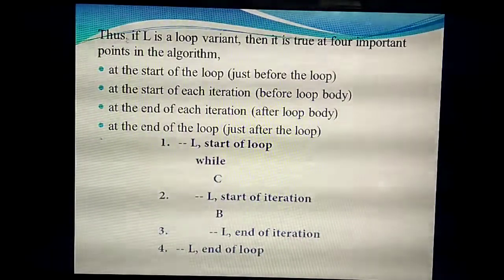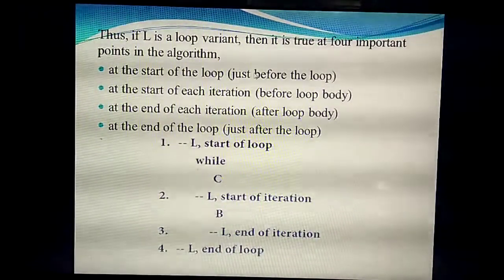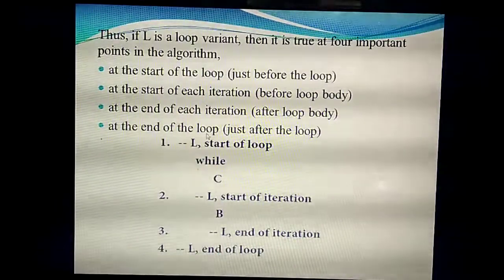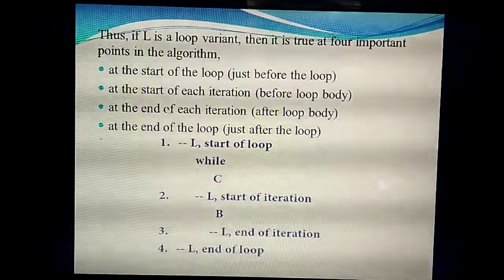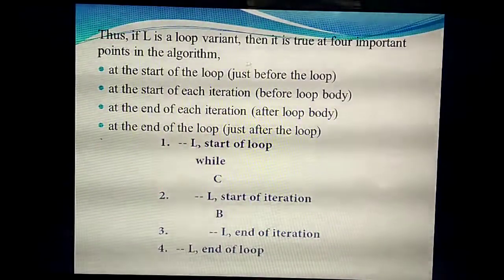When the loop is invariant, we denote the loop with the letter L. When does it become true? At the starting of the loop, just before the loop. Then before the loop body, before each iteration. Start of the loop, then each iteration, then end of each iteration, end of the loop. These 4 are very, very important questions. When does the loop invariant become true? At the start of the loop, start of each iteration, end of each iteration and end of the loop. Okay, the same thing you are going to write in the algorithm.